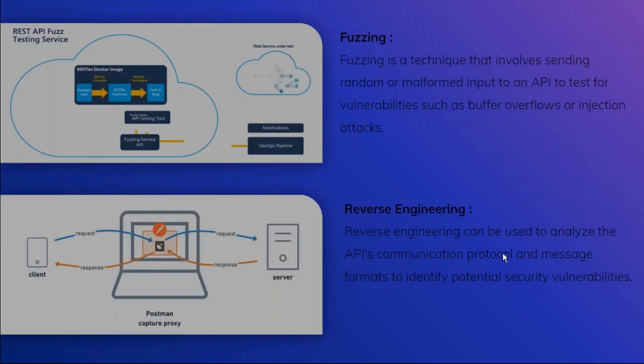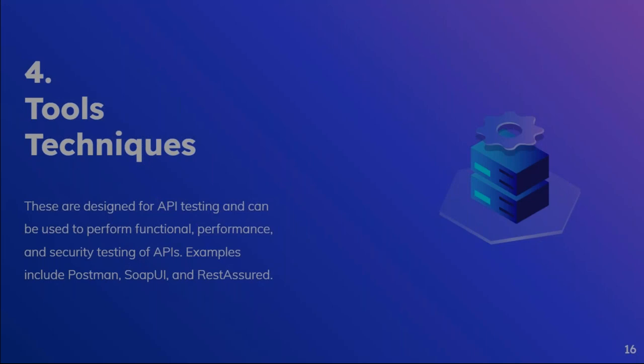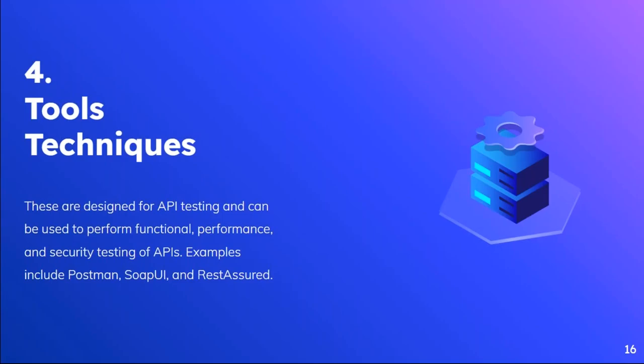Hi guys, next I am talking about tools and techniques. As you can see, security risks are many, so we have to take action to reduce these risks. Basically, these tools are designed for API testing and can be used to perform functional, performance, and security testing of APIs. Examples are the Postman tool, as Nikhil presented, SoapUI, and REST Azure. These are other tools.